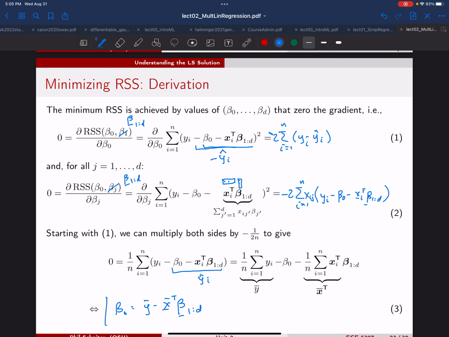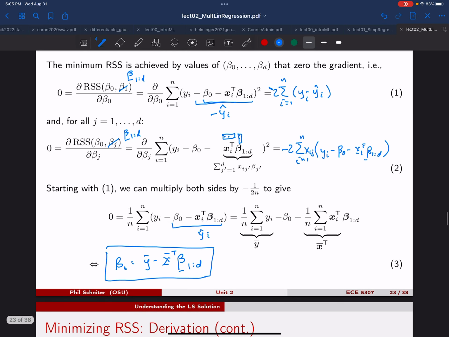Okay, so this is the expression for the optimal beta naught. And now when you look at it, it actually looks similar to what we derived in the last unit. So let me try just one more page essentially of derivation, and we can finish out this and then end the class.